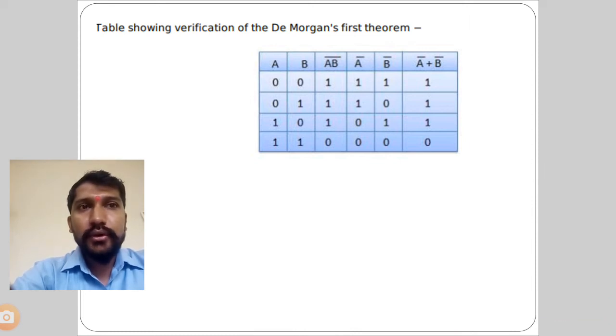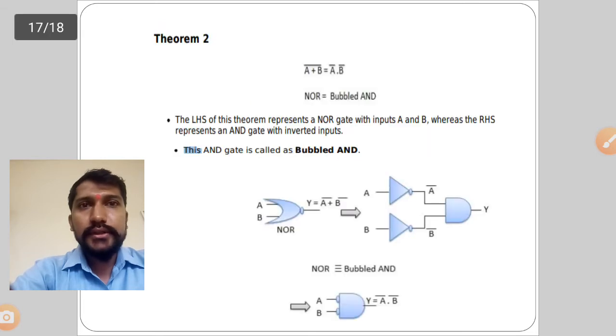So that is your De Morgan's first theorem. Product of complement is equal to sum of individual complement. That is your De Morgan's first theorem. So now let us move to De Morgan's second theorem.